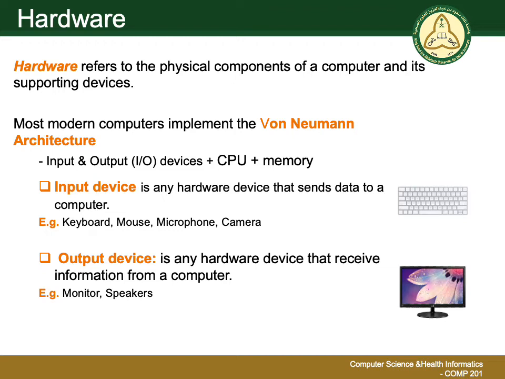the von Neumann architecture is input and output devices plus CPU plus memory. We have 3 elements here. Input and output devices is the first one, the second one is CPU, the third one is memory. This is the architecture of von Neumann.